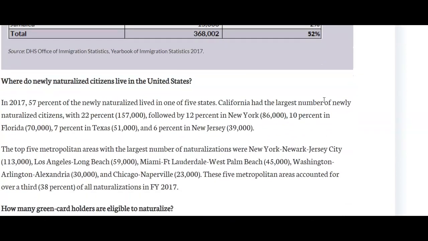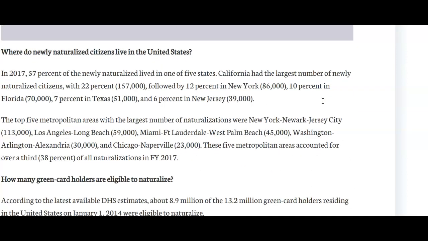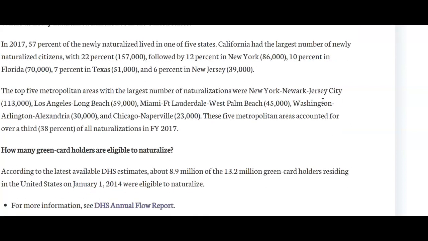Where do newly naturalized citizens live in the United States? In 2017, 57% of the newly naturalized lived in one of 5 states. California had the largest number of newly naturalized citizens with 22%, 157,000, followed by 12% in New York, that's 86,000, 10% in Florida, that's 70,000, 7% in Texas, 51,000, and 6% in New Jersey, 39,000.